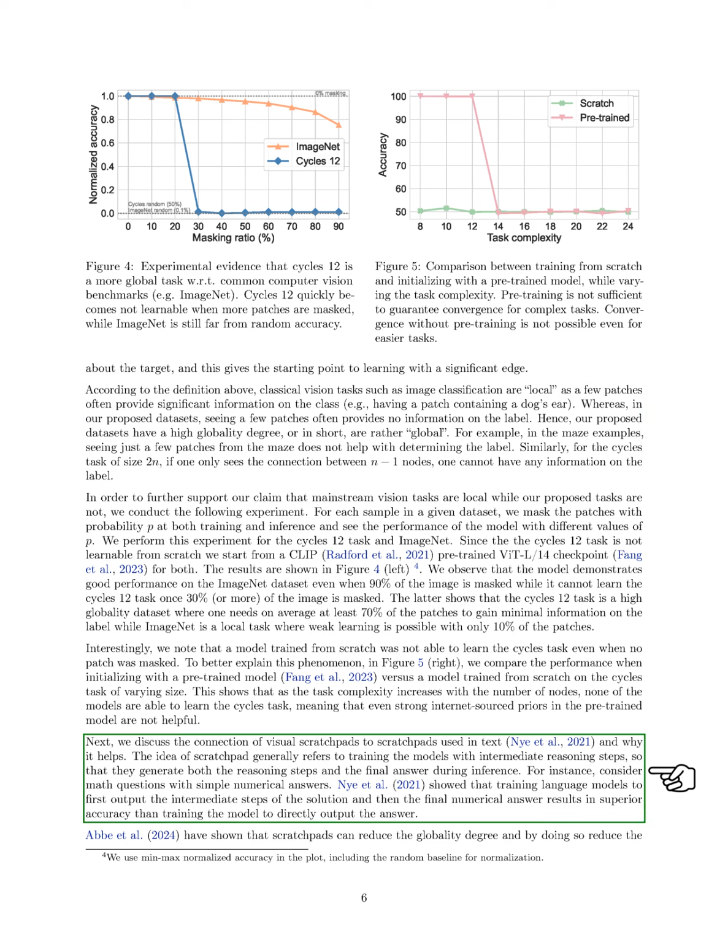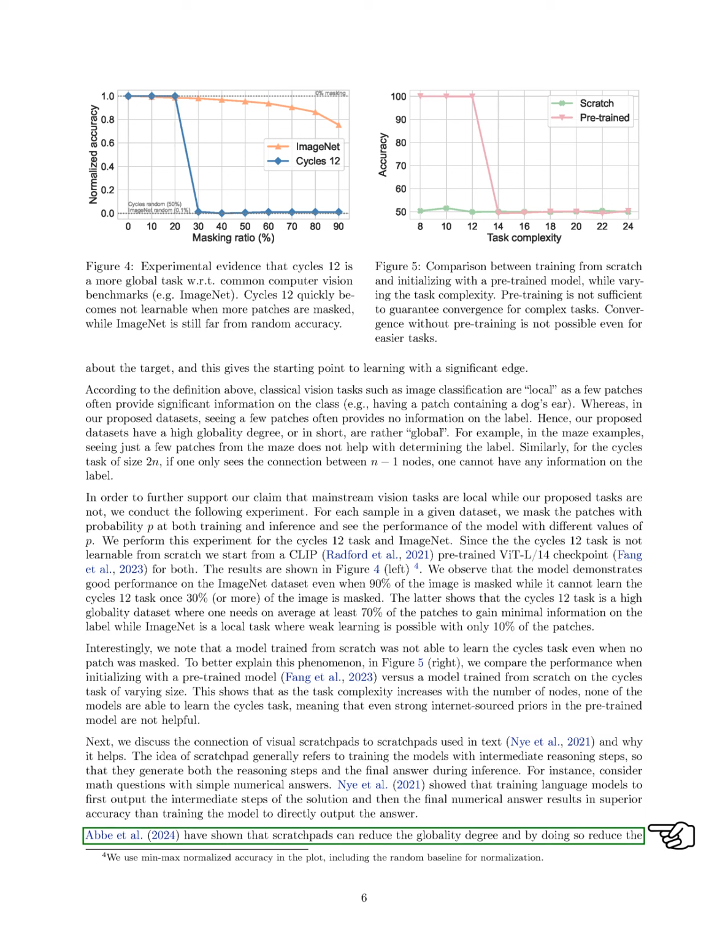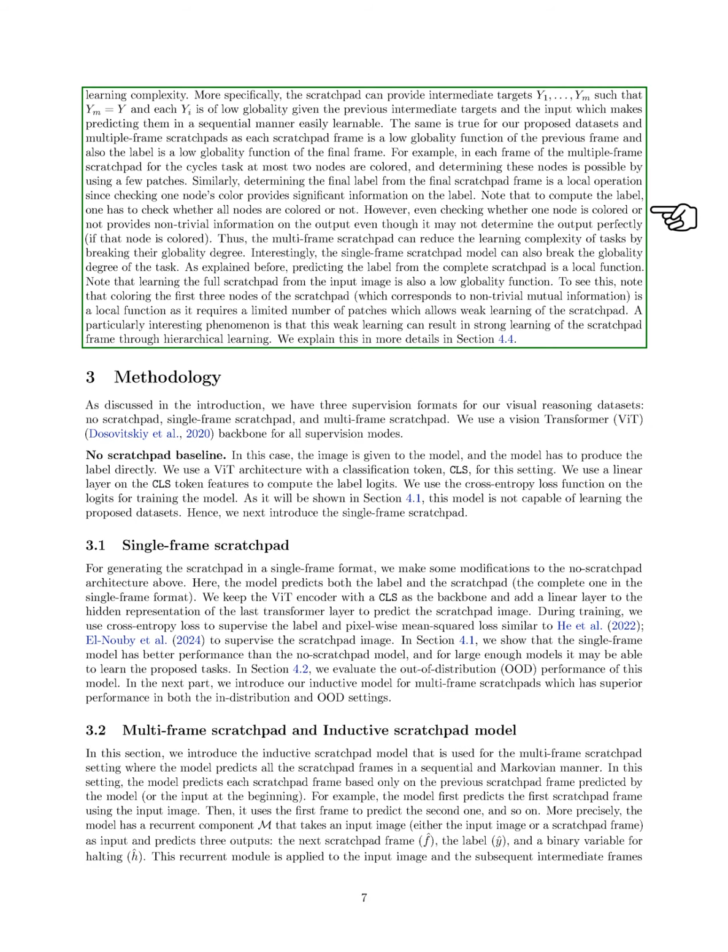We also discuss the connection between visual scratchpads and those used in text. Scratchpads involve training models to generate intermediate reasoning steps, which can enhance learning. For instance, training models to first produce intermediate steps before arriving at a final answer has been shown to improve accuracy. In our context, Scratchpads can help reduce the globality degree by providing intermediate targets that are easier to learn sequentially. Each frame in a multiple frame Scratchpad can be seen as a low globality function of the previous frame, making it easier to determine the final label.